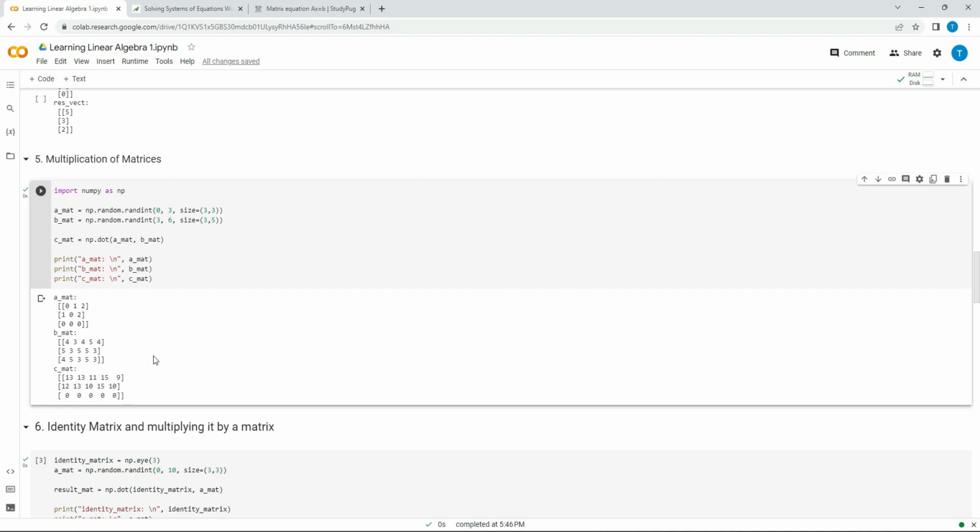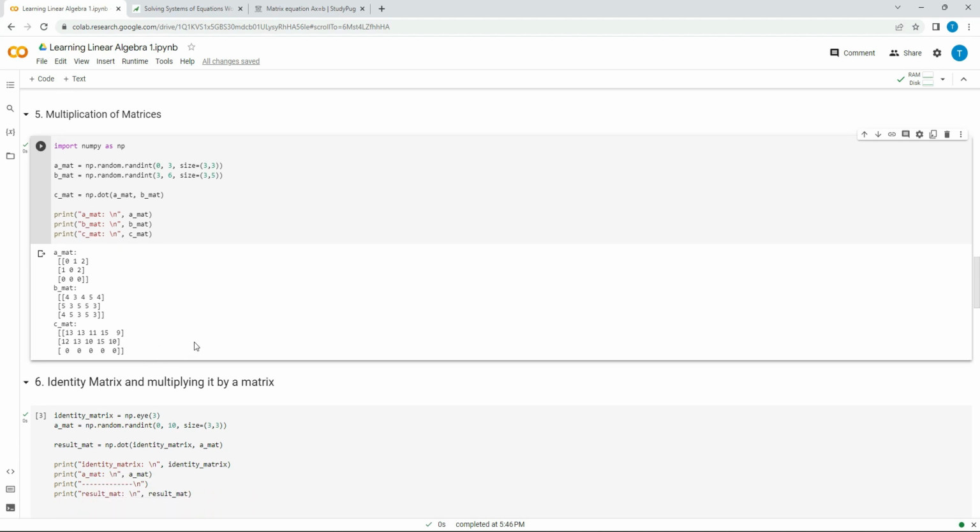Pretty straightforward, and hopefully this is a review for everyone. I just want to get everybody up to speed on some of the pure fundamentals of machine learning and AI.